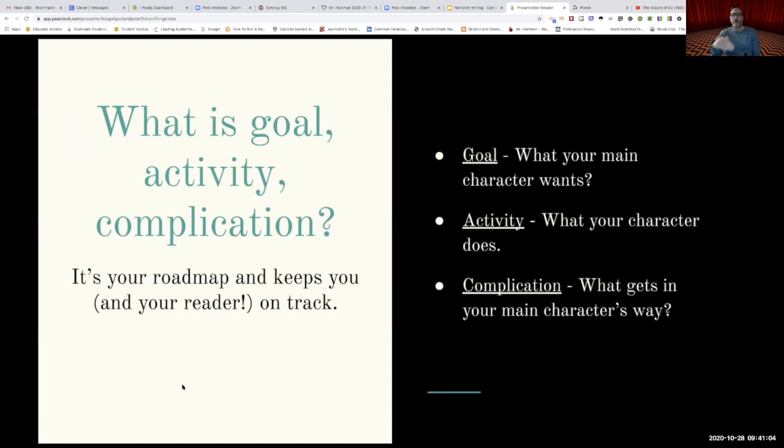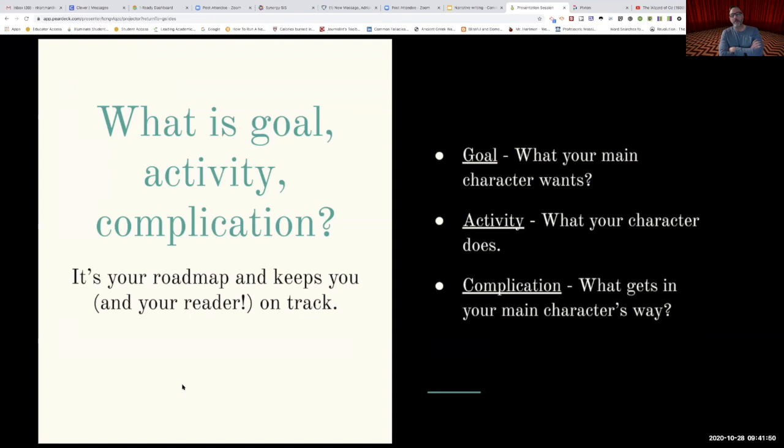So if you've done your somebody wanted but so for the overall story arc, you know exactly what your main character wants. The activity is what your character does. And the complication is what gets in your main character's way. So you have a goal, and it could be to get out from behind a computer, if you're me, right? The activity: I take my computer and I throw it out the window. The complication is, well, then suddenly I have a bunch of students who aren't getting all of this wonderful information.